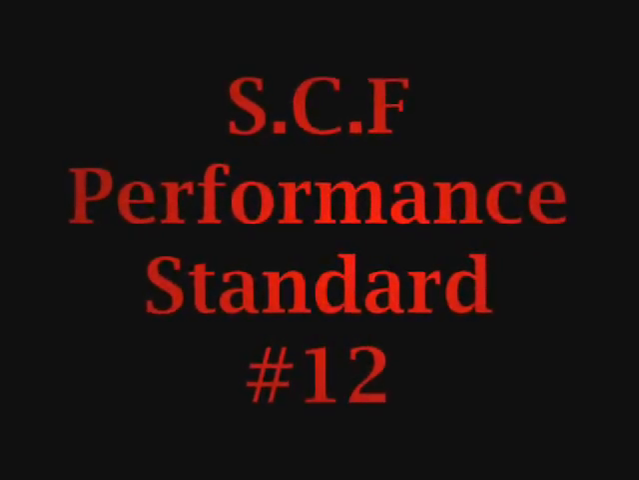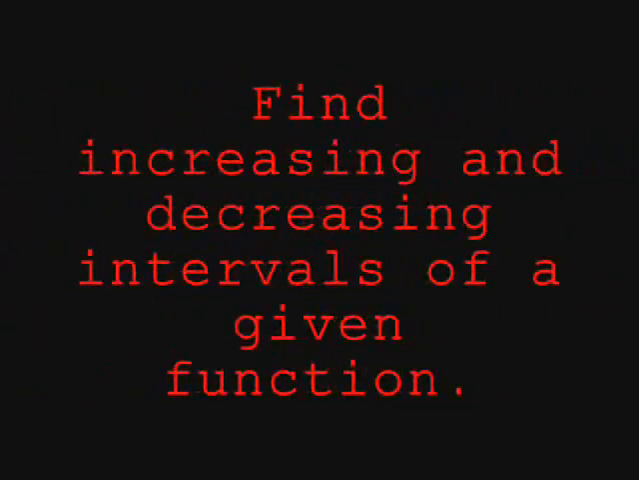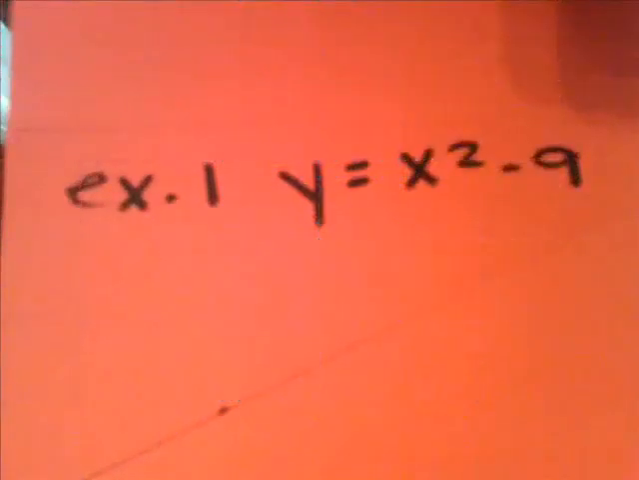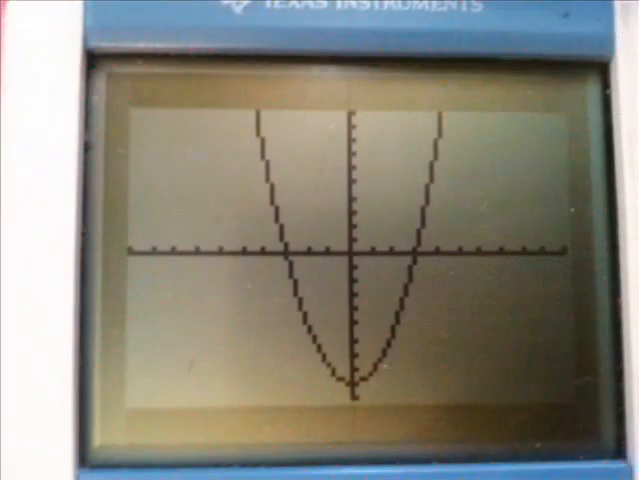Today I will teach you the S.C.F performance standard number 12. Find the increasing and decreasing intervals of a given function. Get your graphing calculator and type in y equals x squared minus 9, which is your first example. It will look something like this.